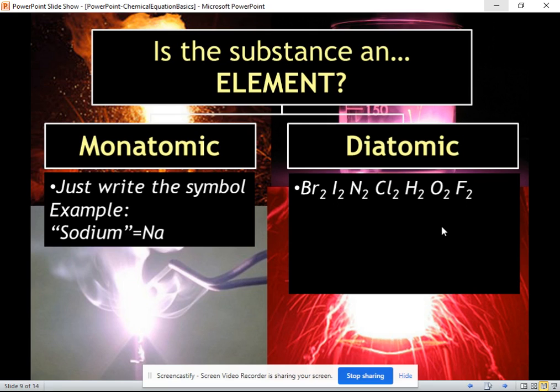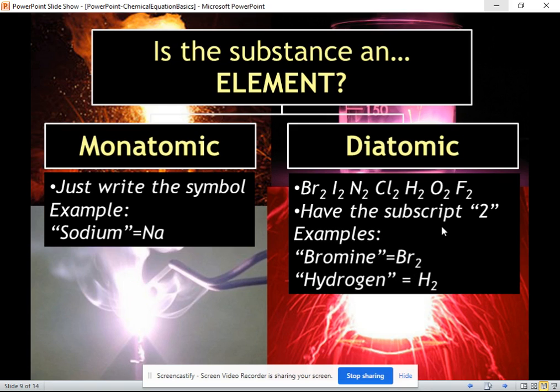When you see them written, though, you're going to see bromine, iodine. It's not going to be written like diiodine or dibromine or dinitrogen. You're not going to see the word di in front of it. It'll just be written as the element itself. They will have the subscript 2 behind them.